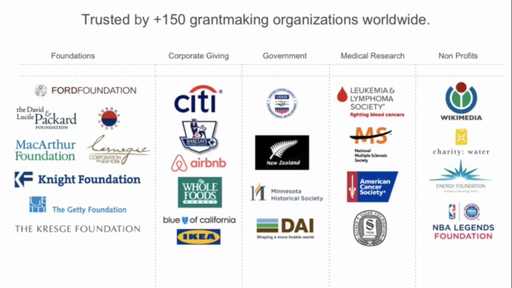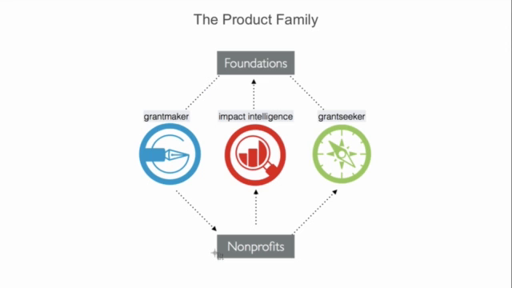So on this next slide, what we're looking at is that what we set out to do has really resonated. We have over 150 of the world's leading philanthropic organizations using our Fluxx Grantmaker solution. Foundations such as Ford, the Kresge Foundation, as well as organizations like Citi, IKEA, and other government, medical research, and nonprofit organizations.